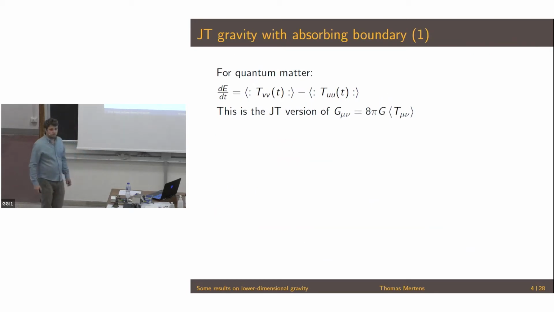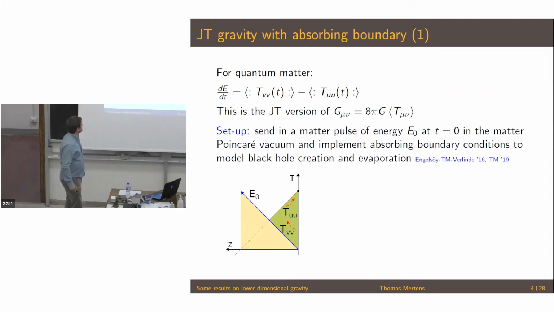Now, if we have quantum matter instead of classical matter sourcing our gravitational model, then we would just replace these stress tensors by their quantum expectation values. And this equation is then just the JT version of the Einstein equations sourced by quantum matter. So now let's apply this equation to the specific setup of black hole formation and evaporation. We send in a matter pulse of an energy A0 at some time t equals 0 in the matter Poincaré vacuum. And we then implement absorbing boundary conditions at our holographic boundary to model first black hole formation by sending in this pulse, and subsequent evaporation by allowing the radiation to leak from the holographic boundary.